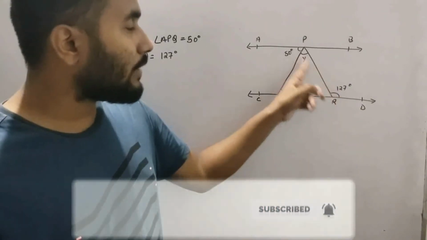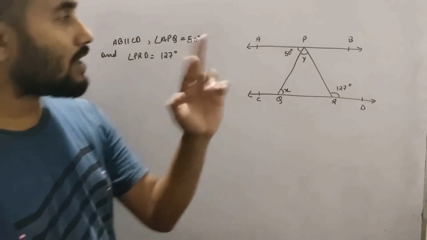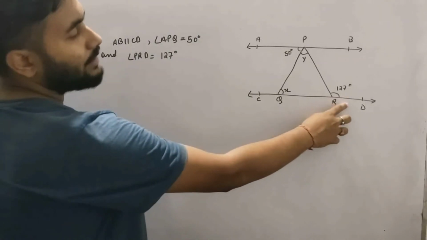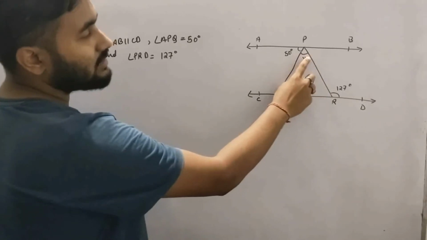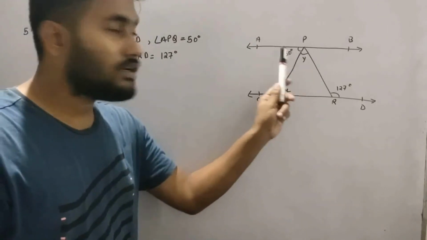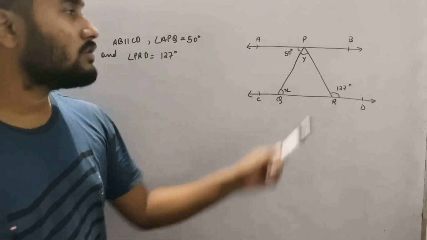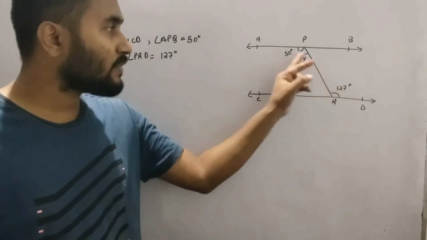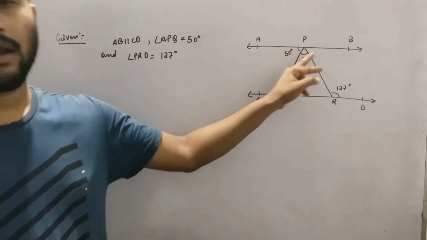But don't get confused. Y and 127 degrees are not alternate angles. 50 degrees and X are alternate angles. Now see Y and 127. 127 is touching the parallel line and touching this transversal. But Y is touching the transversal, not the parallel line. So don't think that since 50 degrees and X are alternate angles, Y and 127 degrees are also alternate angles. This is wrong, because Y is nowhere touching the parallel line.